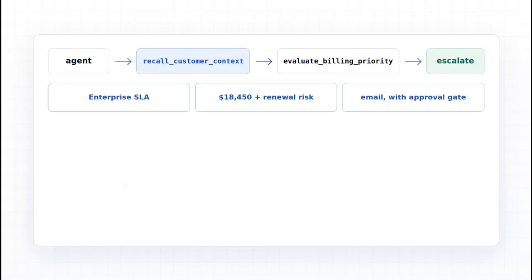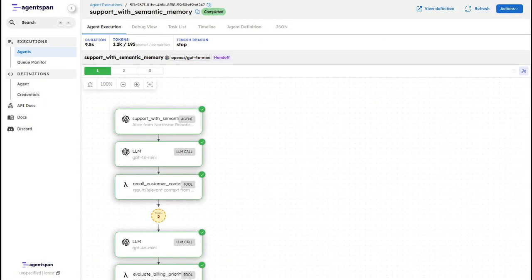Now let's run the same request with semantic memory enabled. The policy doesn't change. We're using the same model. What changes is that the agent gets a tool that it can use to recover relevant customer context before applying the policy. So here, the recall customer context tool appears before the billing policy tool. The agent is taking an extra observable step, retrieving customer context, then evaluating policy with that context.